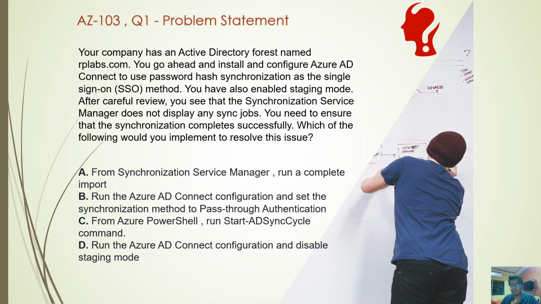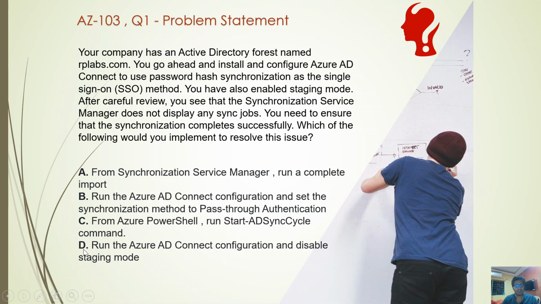When you enable this kind of staging mode, you must know that your sync jobs which are exporting your data will all be stalled or paused. Only when you disable the staging mode and enable normal functioning will the data flow again and all of the synchronization happen. So here they are saying staging mode has been enabled. After careful review, you see that the Synchronization Service Manager does not display any sync jobs. You need to ensure that the synchronization completes successfully. So why will it not display any sync jobs? Because staging mode has been enabled, because the syncing is stalled or paused. So if you disable staging mode, it should work again.